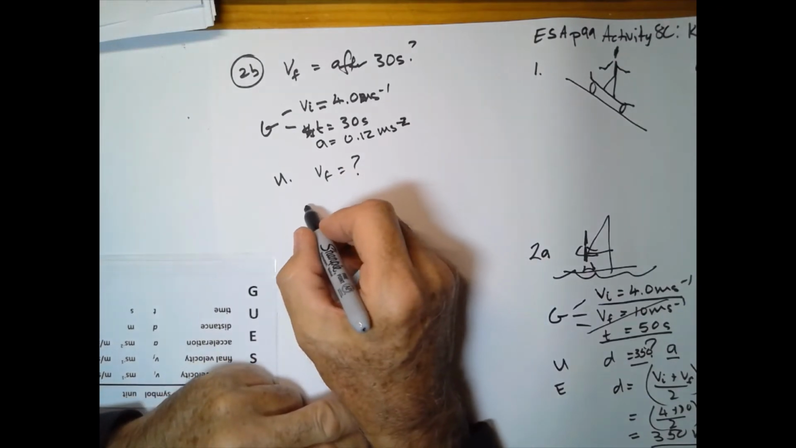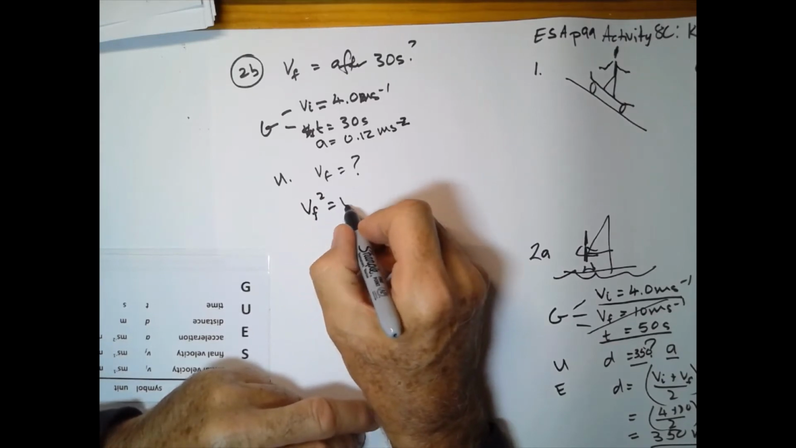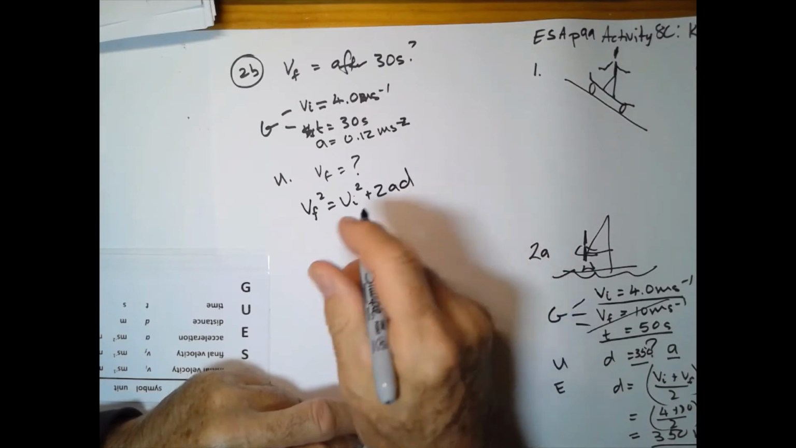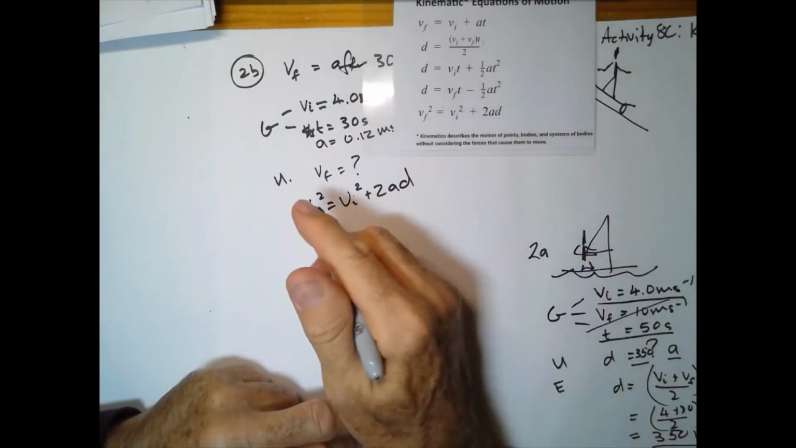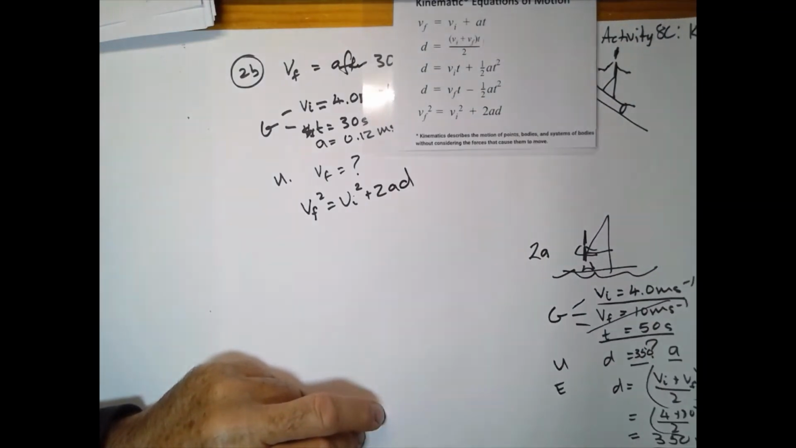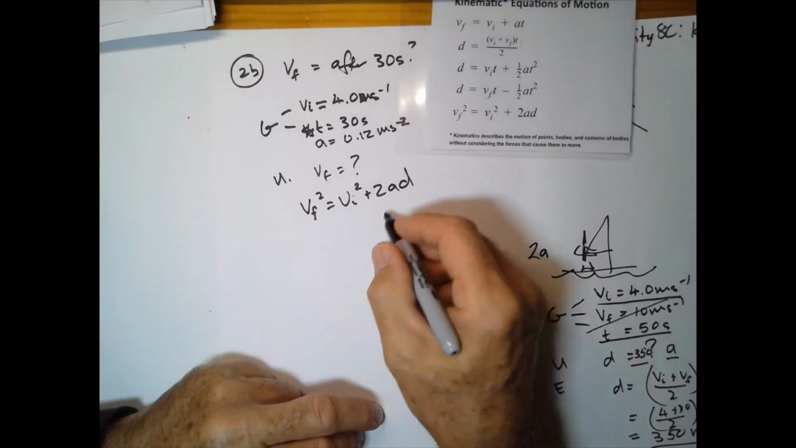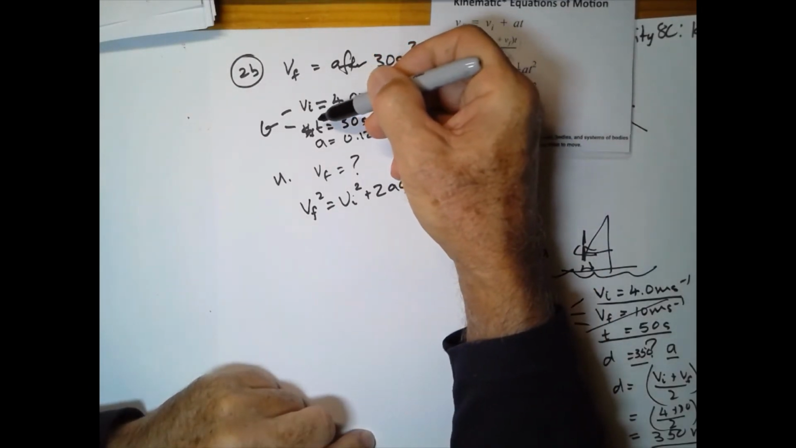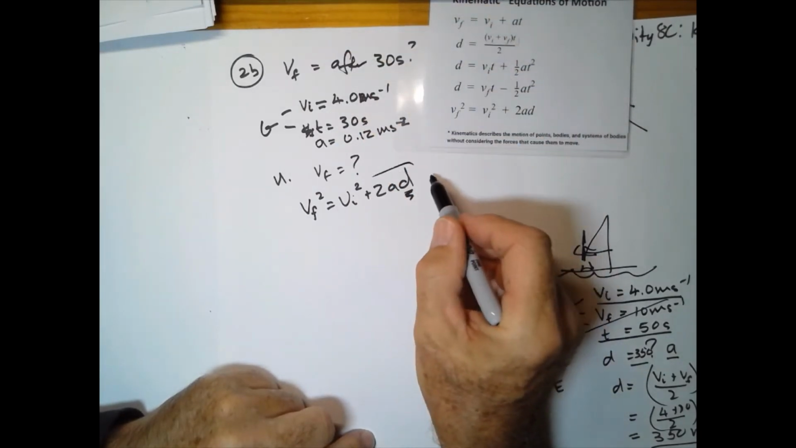We can have v final squared is equal to v initial squared plus 2 times a times d. That's one of our equations there. Wait a minute, we don't have a d. We've got v initial, time, acceleration, and v final. We don't have a d, so we can't use that equation.